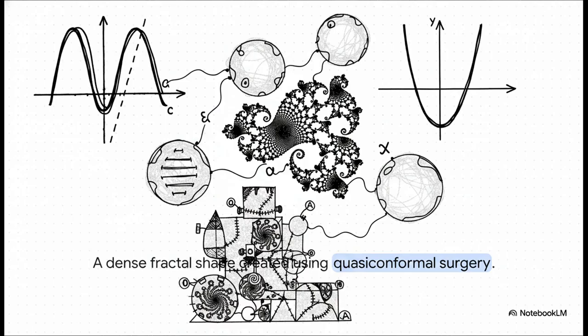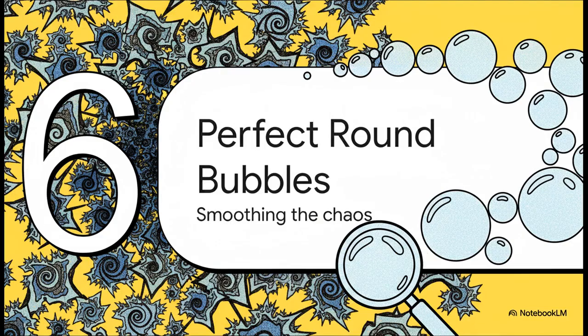By using a wild technique called quasi-conformal surgery to glue different polynomials together, they forced this chaotic dust to paradoxically take up 2D space. The researchers literally cut a cubic polynomial that possessed a full 2-dimensional dust cloud and mathematically stitched it to a quadratic equation just to ensure the bubbles formed. They basically built a mathematical Frankenstein's monster just to prove that 2-dimensional Cantor bubbles can actually exist. Mind-blowing, right? Finally, Section 6, the perfect round bubbles, smoothing the chaos.